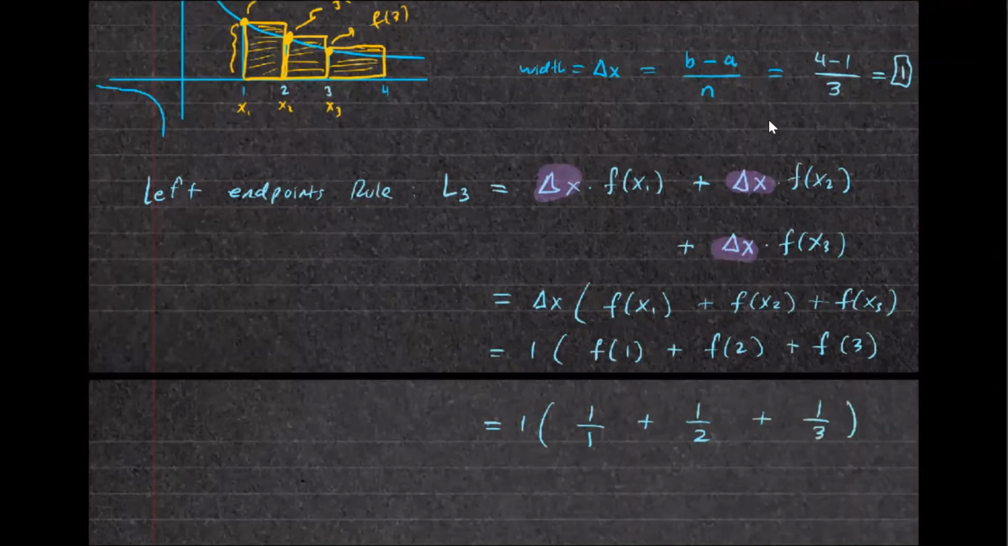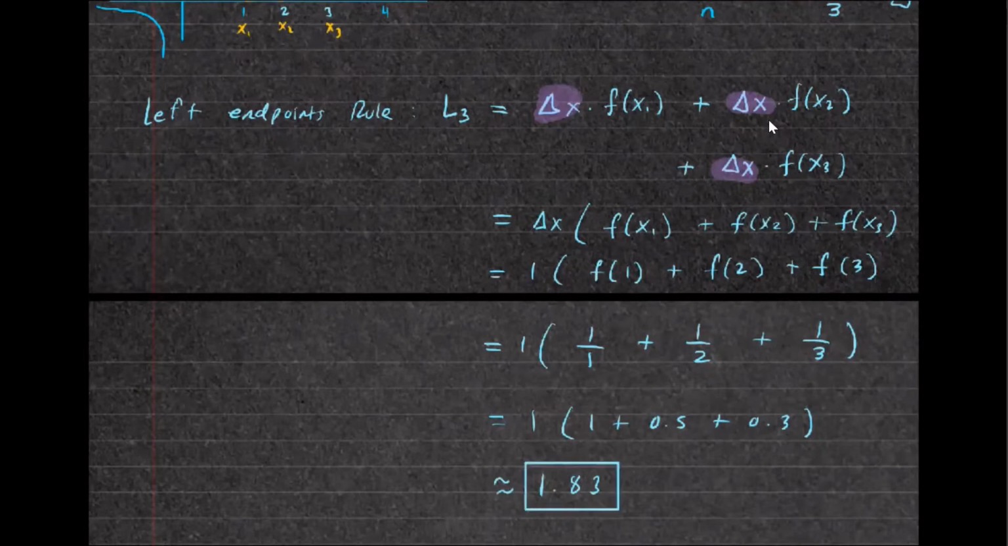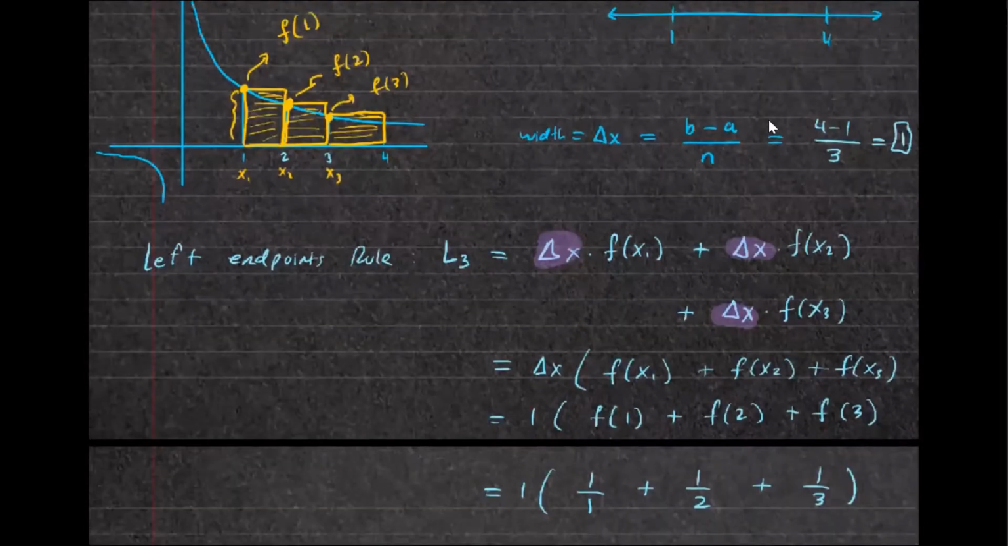And then you simply add them up. This will give you 1 times 1 plus 0.5 plus 0.3. And then this is simply 1.83. So the area here is approximated to be 1.83. So that's the idea with constructing rectangles under a curve.